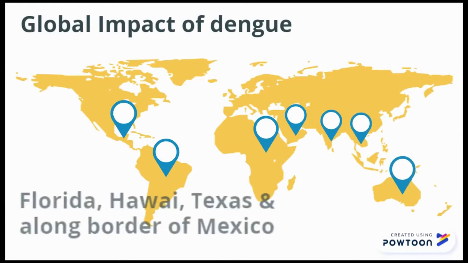Sporadic outbreaks have occurred in Florida, Hawaii, Texas, and along the border of Mexico, and these outbreaks were transmitted locally. Additionally, dengue is also endemic in tropic and subtropic regions and is the leading cause of illness among people who travel from Latin America, the Caribbean, and Southeast Asia.